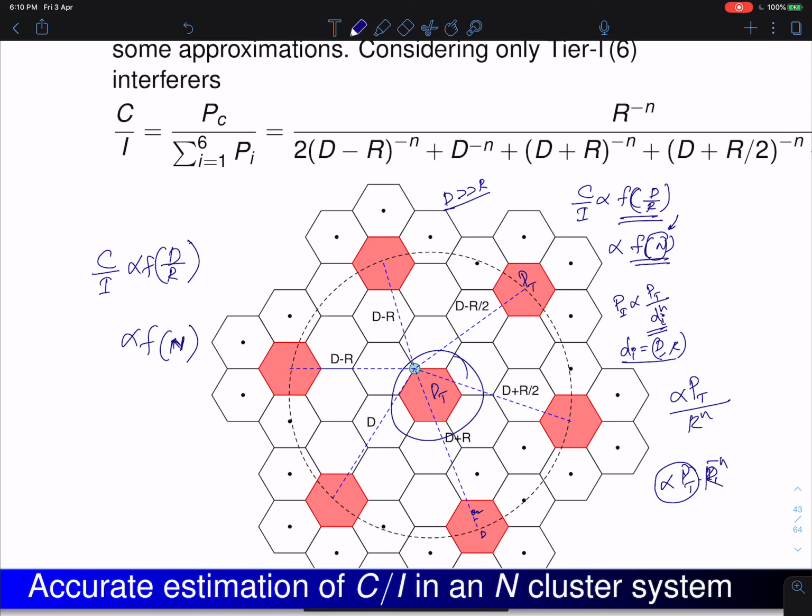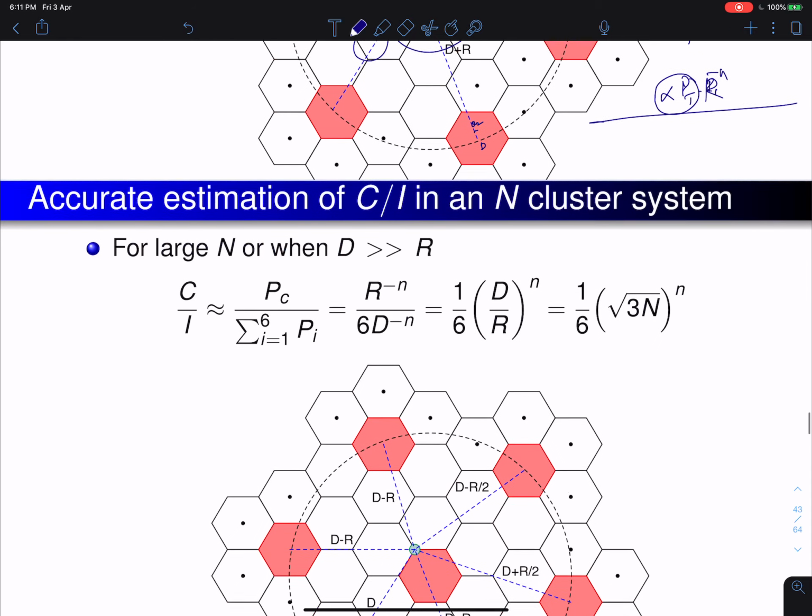That's the transmit power of the desired base station, divided by all the individual interfering base stations. So you have the terms for 2d minus r, raised to the power minus n, and d plus r by 2, raised to the power minus n. There is also a term d minus r by 2, the whole power minus n, which is missing here. So that will be your total carrier to interference ratio due to tier 1 interferers.